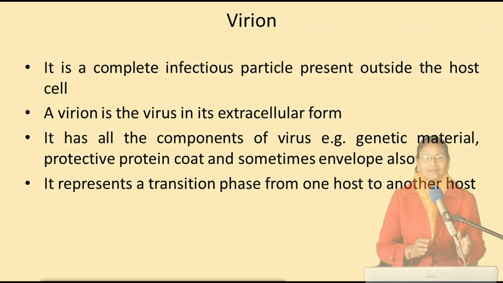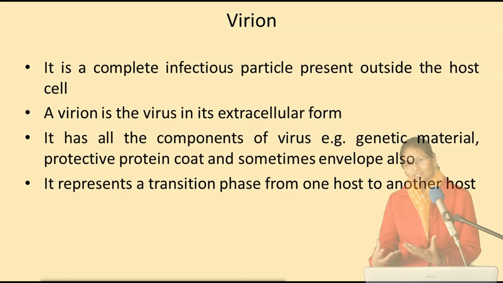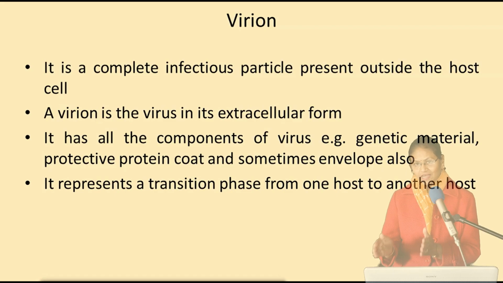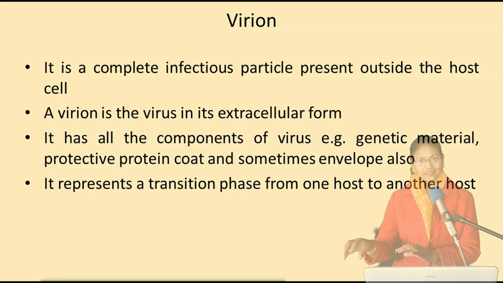So what does that mean? That means when the virus is present inside the host, it multiplies and ultimately it is released from the host cell. From that point, when it comes outside the host cell into the environment, then you start calling it a virion. And because it has the potential to infect a cell, this transition phase, when it is present in the environment, in air, water or soil, wherever, waiting for another host where it can enter and cause infection again, is known as virion.